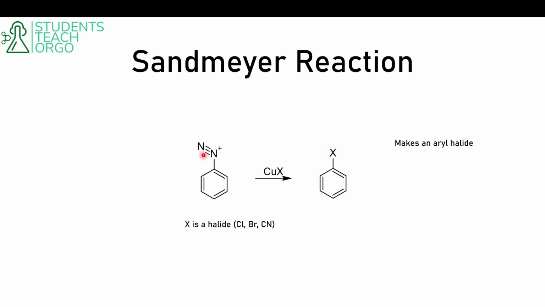And this diazonium is a really good leaving group, so I'm sure you could probably tell. It's a triply bonded nitrogen, so if you just move the electron pair up, then it becomes nitrogen gas, and that's very stable, so it makes a good leaving group. Again, the product of this is usually an aryl halide or an aryl cyanide, whatever the X is.